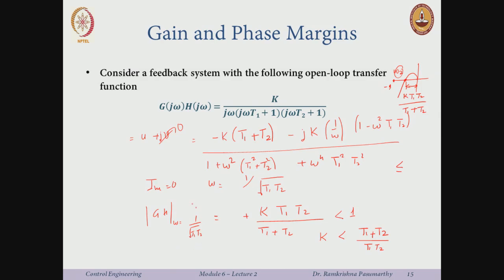What is the magnitude at this phase crossover frequency? It is k T1 T2 over blah blah blah. Okay, and the gain margin is this one, so (T1 plus T2) by T1 T2, and what we had defined earlier, this was 1 over A. What is A here? A is k T1 T2 by (T1 plus T2). So, you just get the inverse of that.